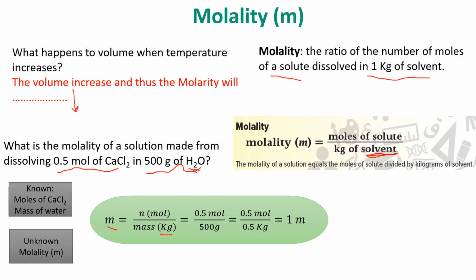But we need it in kilograms. So we convert the grams into kilograms by dividing by 1000. And finally, this gives us the solution as 1 molal, or 1 m, referring to the molality.